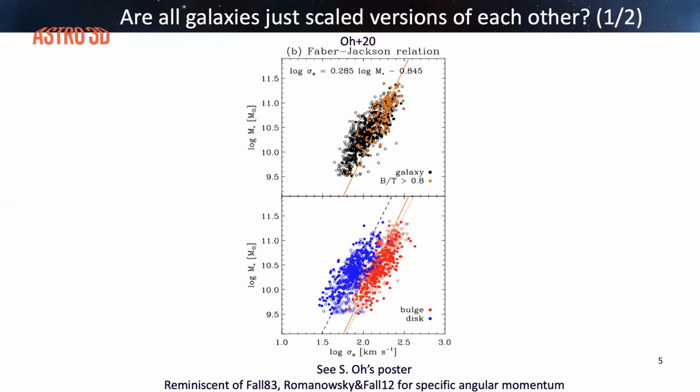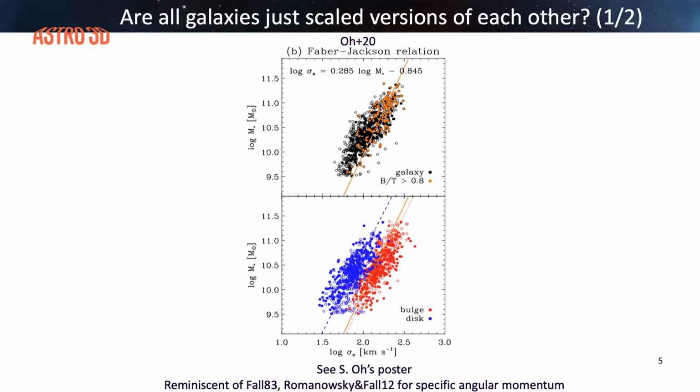So first of all, I'm going to revisit the Faber-Jackson relation. This is work by Cappellari and collaborators, basically defining the Faber-Jackson relation using galaxies that have very high bulge-to-total ratios, shown here in orange, and the orange line is the fit to those. We can see that galaxies that have a lower bulge-to-total ratio tend to move away from this relationship.